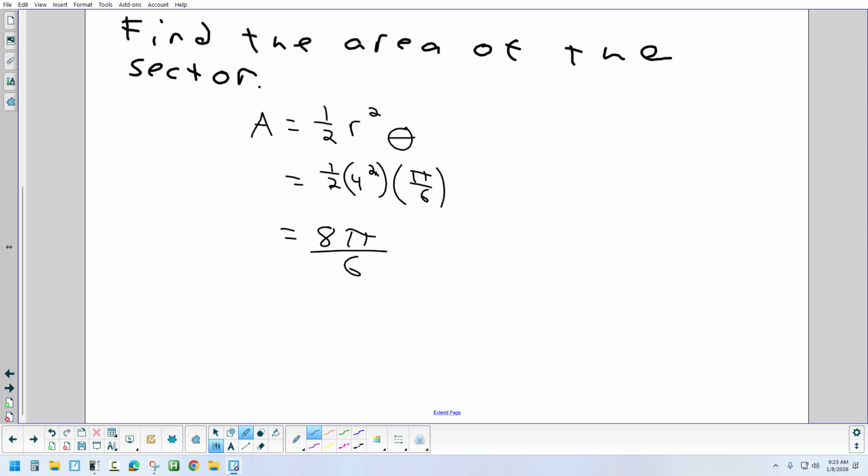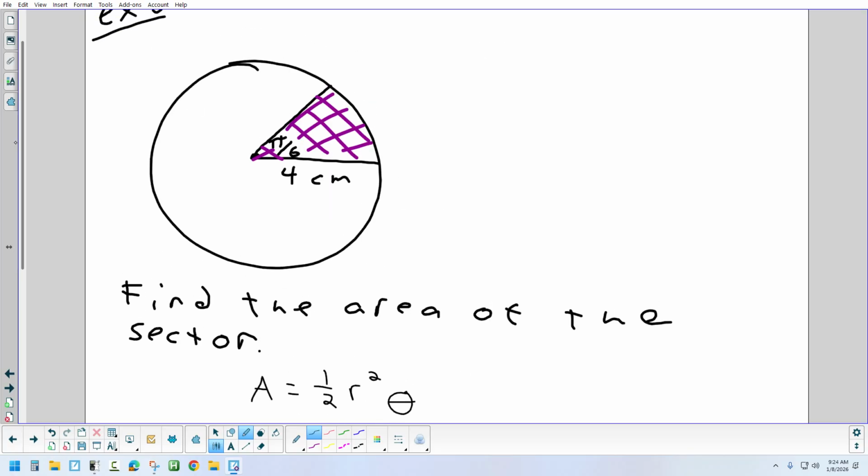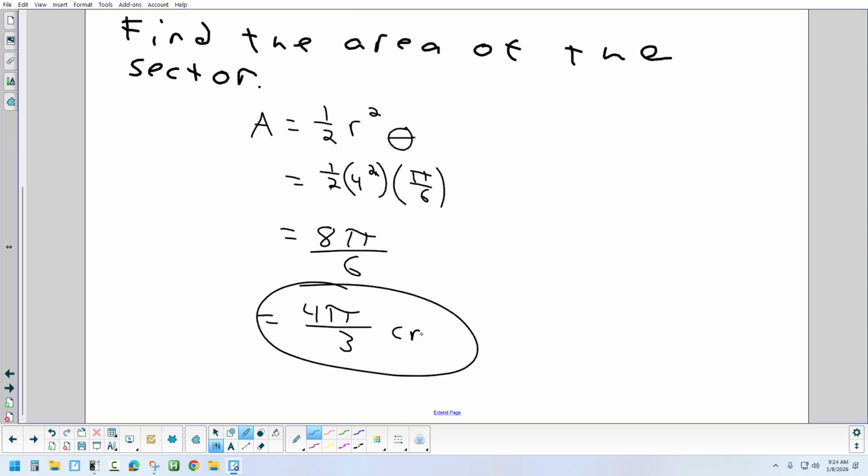What number goes into both 8 and 6? 2. Okay, so our area is 4 pi over 3, but we have to put a label on it. So you have to remember how areas are written. They're written differently than lengths. And you have to look at the units that this problem used. Centimeters squared. Because area is two-dimensional, we need that exponent of 2. Okay. Any questions on that?